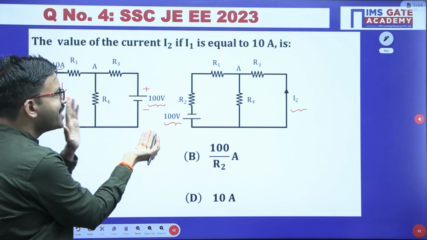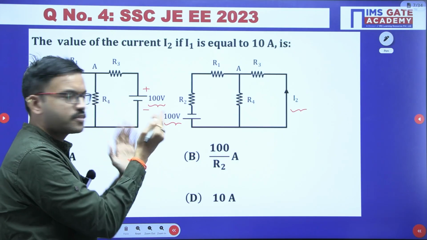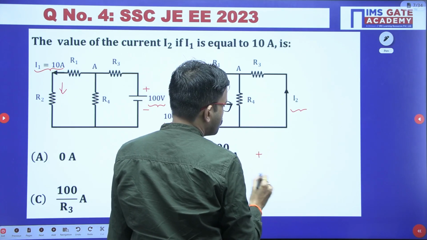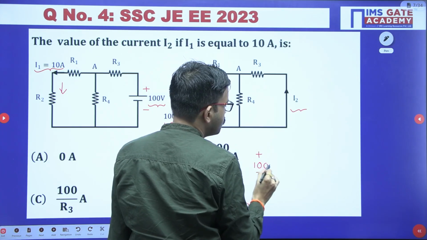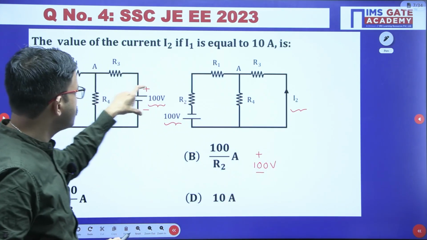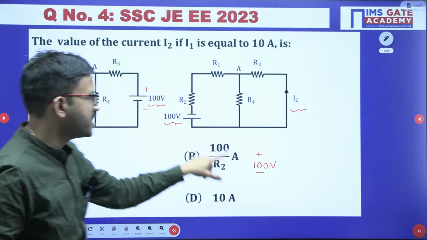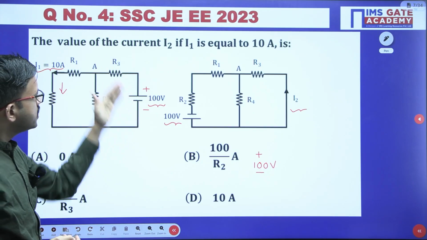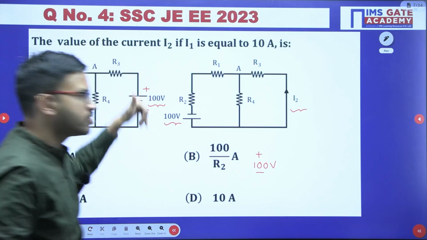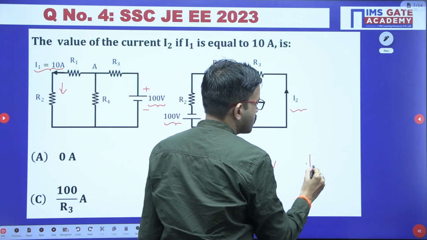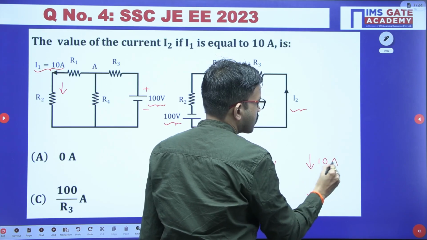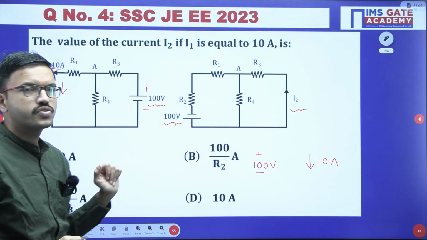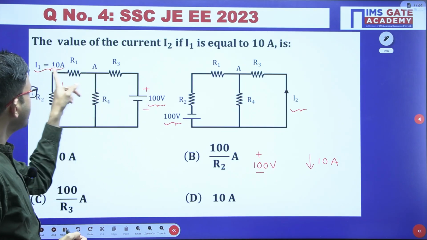Now we can interchange the source and response. That means here we can apply the 100-volt source. The source we can keep here, plus minus 100 volt. That time the current will flow in this particular R3 resistor downwards. Same current, because we haven't changed the magnitude of the source. Because of 100 volt you are getting 10 ampere.